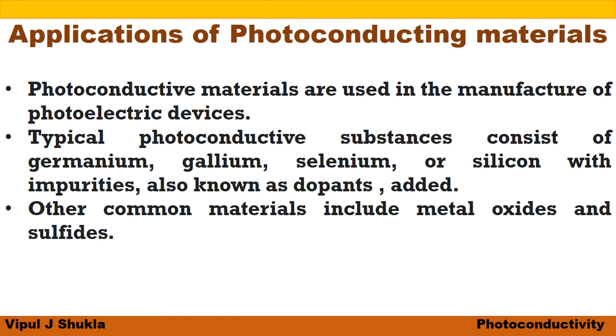Also, another application of photoconducting materials is in the manufacture of photoelectric devices. A typical photoconductive substance consists of germanium, gallium, selenium or silicon with impurities, also known as dopants, added. Other common materials include metal oxides and sulfides.